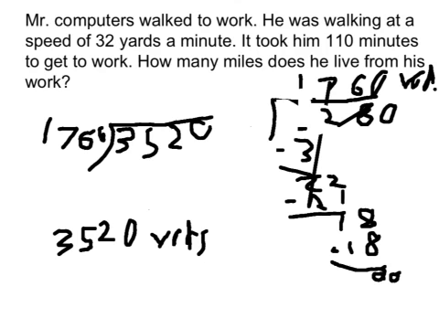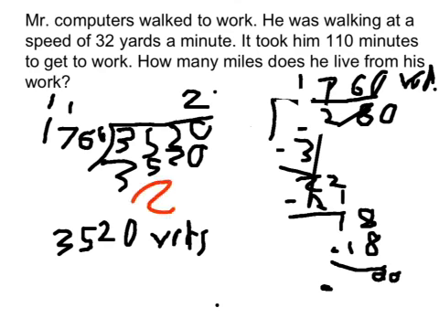1,760 goes into 3,520 twice. So 2 times 0 is 0. 2 times 6 is 12. 2 times 7 is 14. Add the 1, 15. 2 times 1 is 2. Add 1, you get 3. So it's a nice even 2 miles. So your answer is 2 miles.